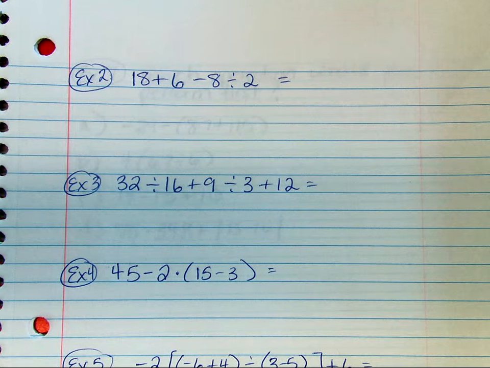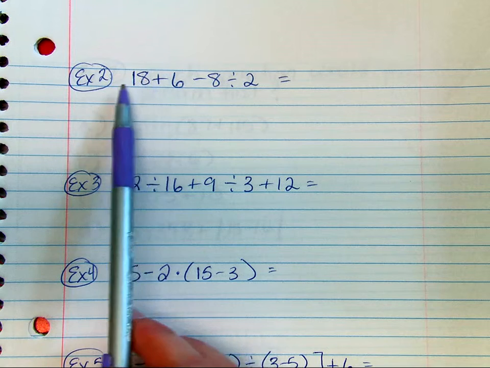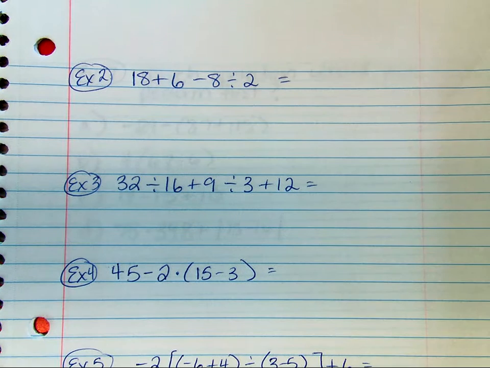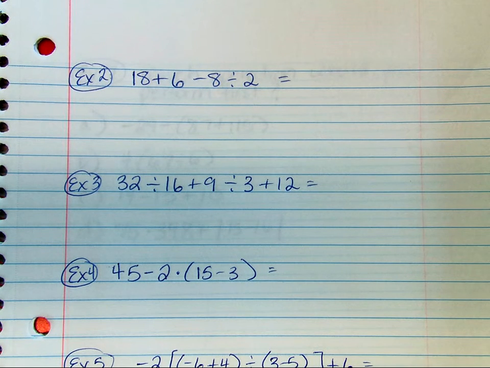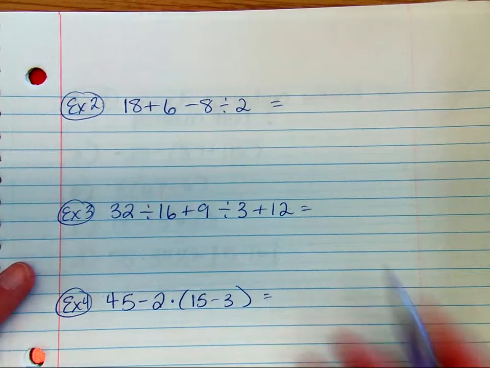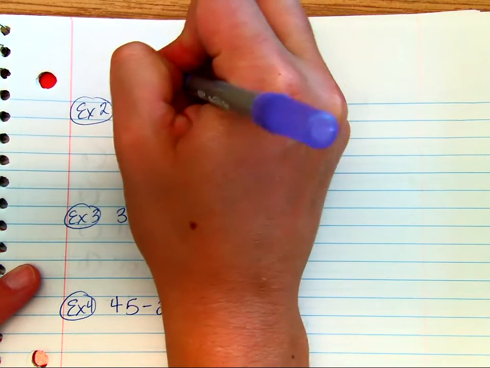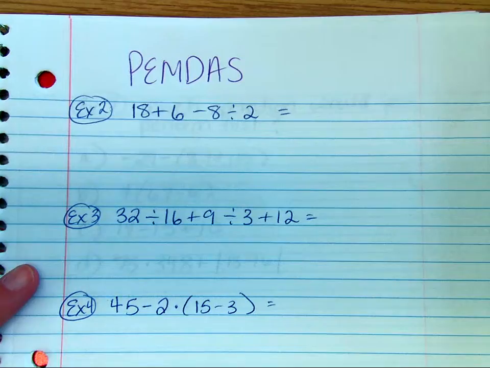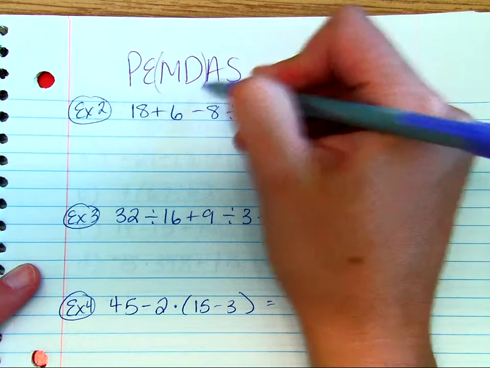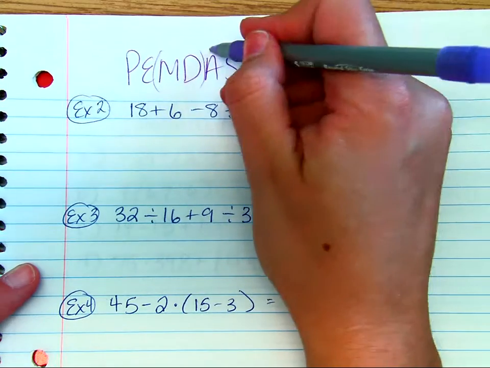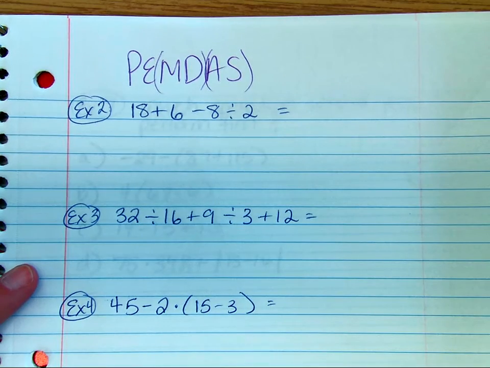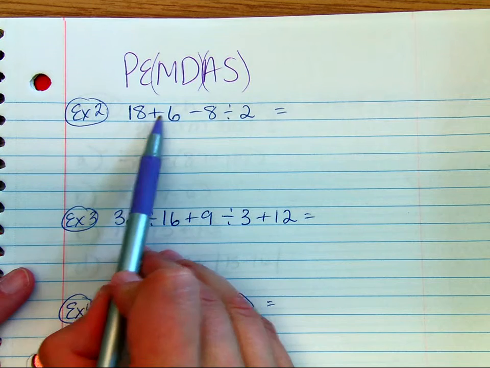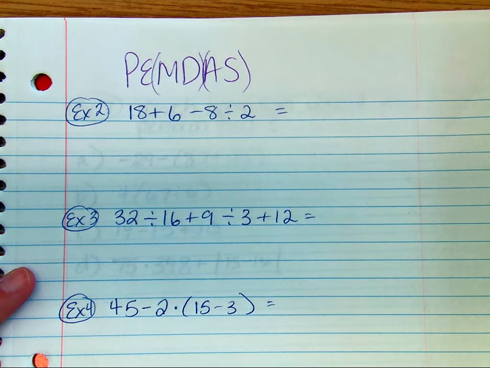We're going to talk about some more order of operations examples here. So, example 2 says 18 plus 6 minus 8 divided by 2. So think of your order of operations. Remember, PEMDAS, where your multiplication and division you do from left to right, and your addition and subtraction you do from left to right. Okay, so we've got addition, subtraction, and division here.